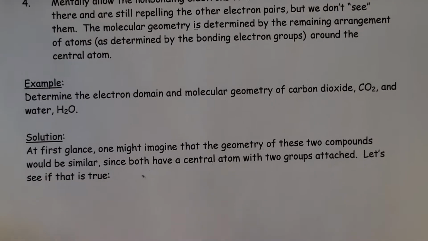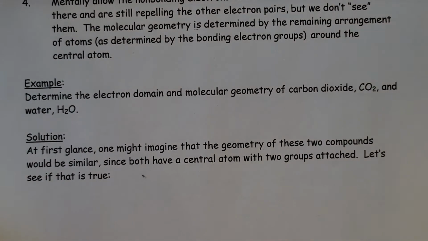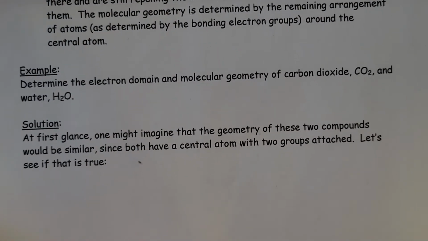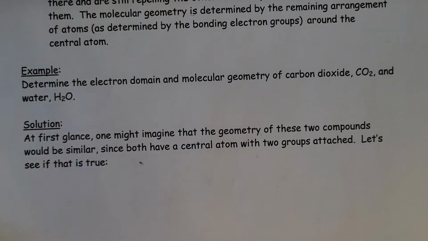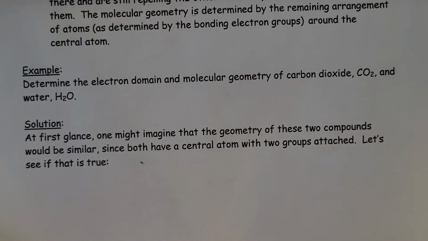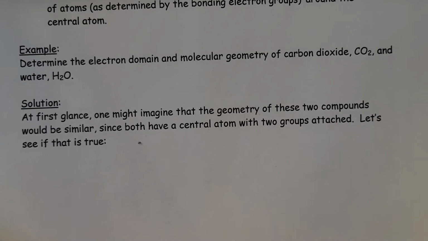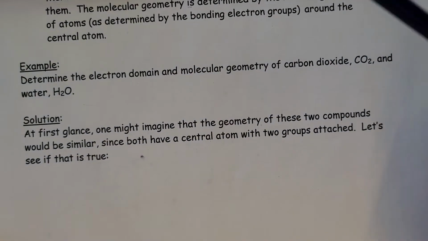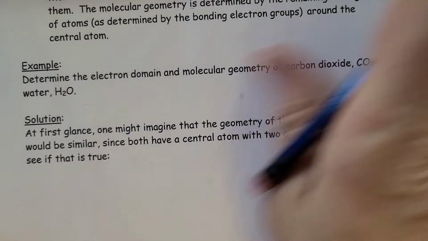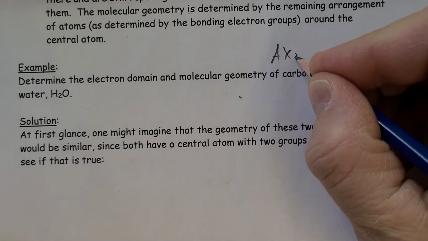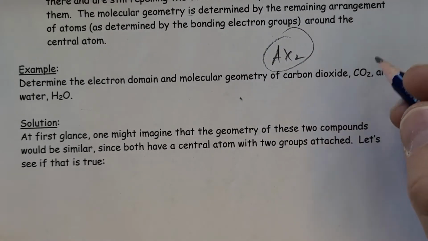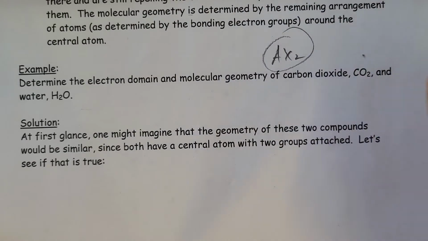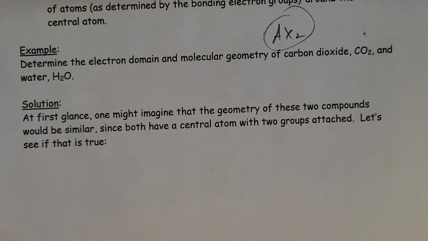All right, so let's take a look at this question here, and then you'll be able to do the assignment. So practice making the structures and then outlining what the electron domain is, what the molecular domain is, etc. So adding on to what we have been doing already. It says here, determine the electron domain and molecular domain geometry of CO2 and H2O. So they're both AX2 type molecules. At first glance, they seem they should be identical, right? But we'll see that there is a difference.